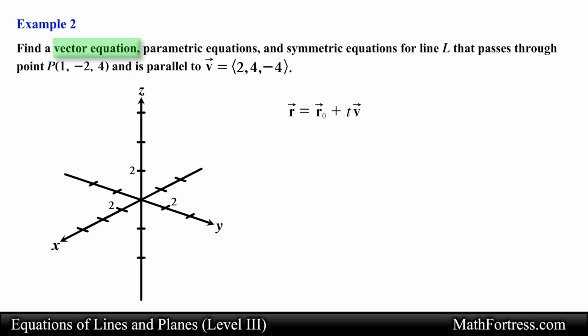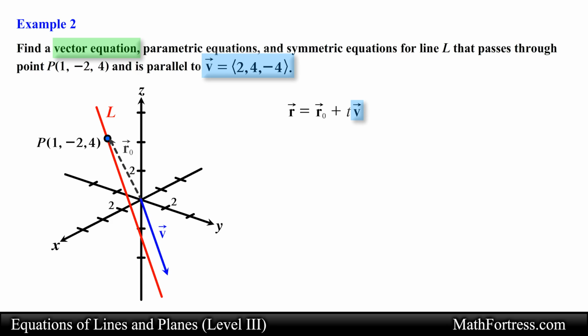Recall that the vector equation of a line is written by finding a position vector that terminates at a point on the line. In this case, the initial point, plus a parameter multiplied by a vector parallel to the line. Notice that we are provided with a point and it is known that line L passes through this point. We will use this point as the terminal point of a position vector r0. We are also given a vector parallel to the line. So we go ahead and substitute these vectors into the vector equation of a line in space.